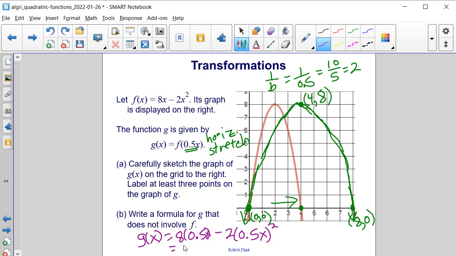And then if we multiply these together, we get a 4x here, minus 2 times, well, 1/2 squared is a quarter. So I'm going to write that as a fraction because it's a little easier to deal with fractions when you have to multiply. And we still have an x squared there. And then if we multiply 2 and 1/4 together, we get a 1/2 x squared. And we still have the 4x that's at the beginning.